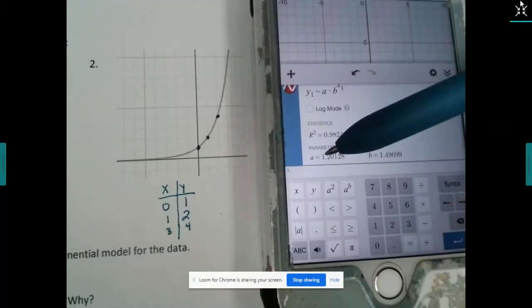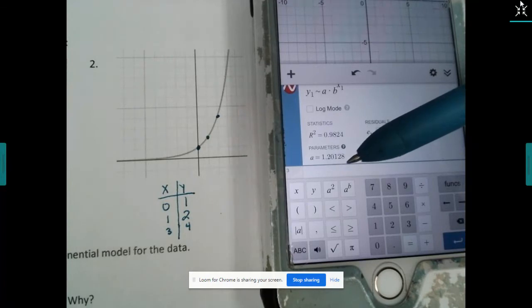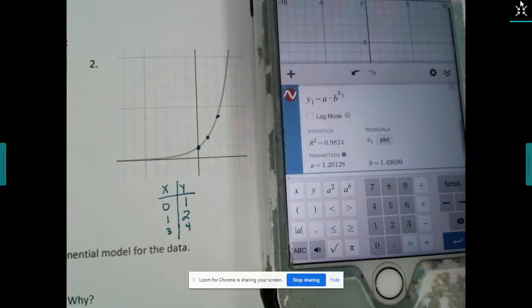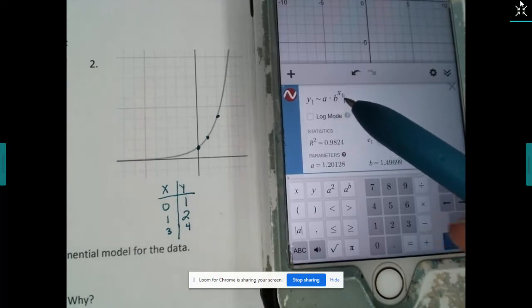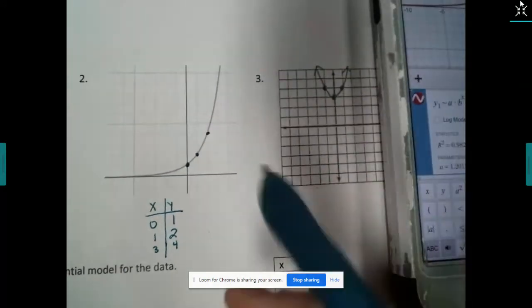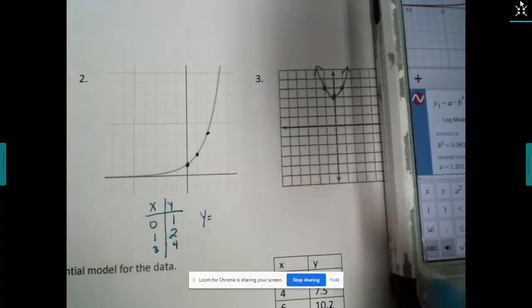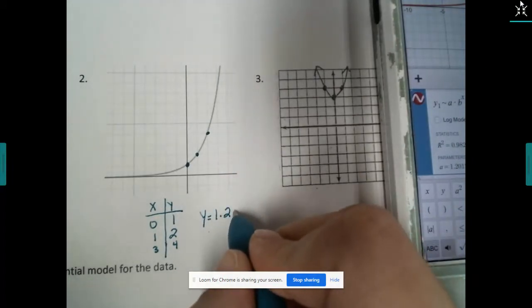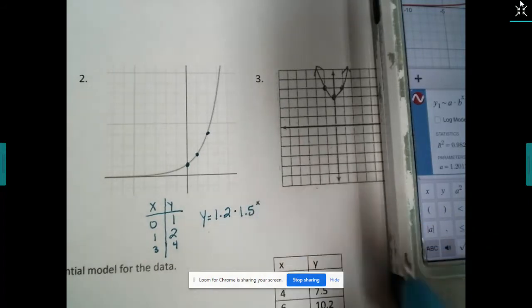So if we look down here, we've got the A is 1.2. B is, we'll round that to 1.5. And again, we want to plug in for that A and that B. So y equals A is 1.2 times B, which is 1.5, to the x power.